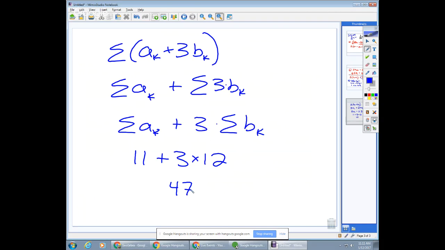Okay, so just getting used to those sum properties.